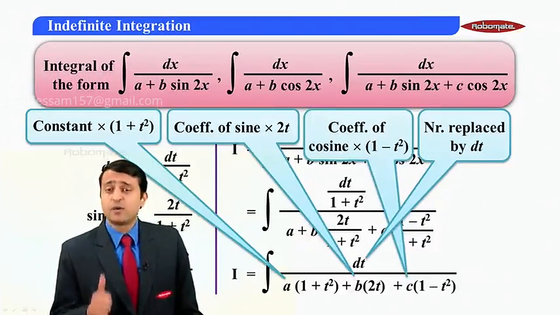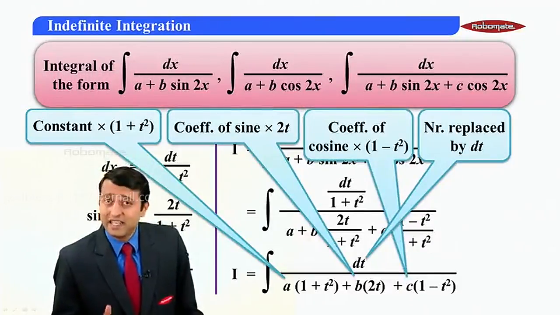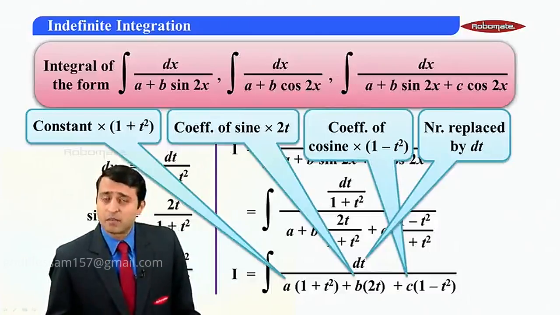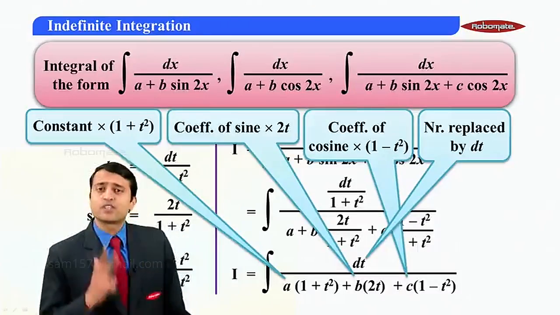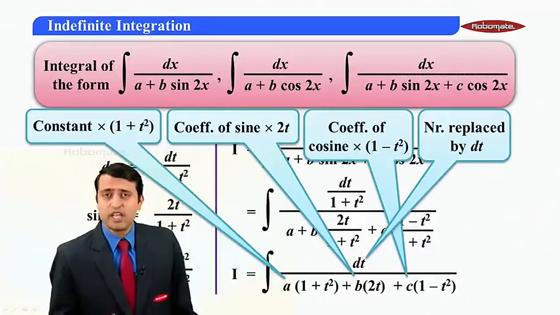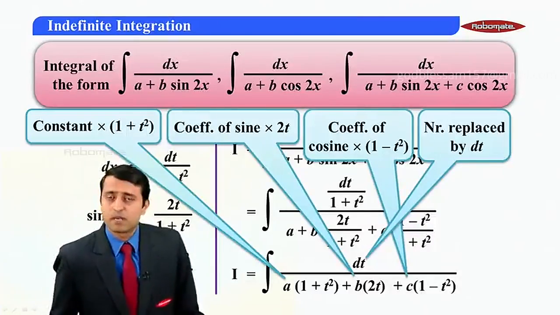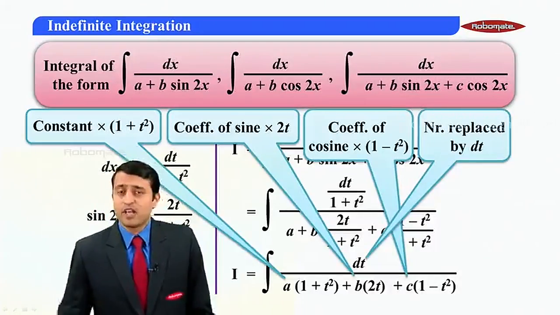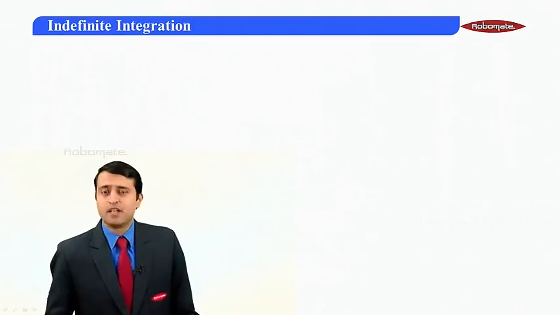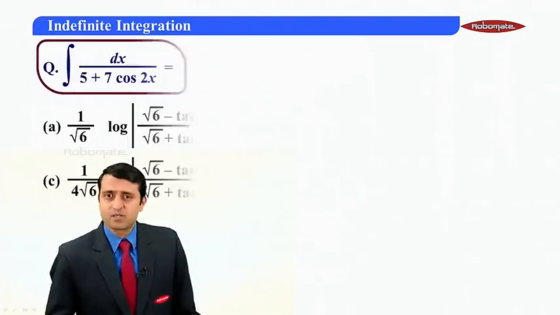That is, the numerator should be replaced by dt only. Constant term should be multiplied by 1 plus t square. Coefficient of sine should be multiplied by 2t, and coefficient of cos should be multiplied by 1 minus t square. Now let us apply this in an example. Let us see one question from the entrance point of view.